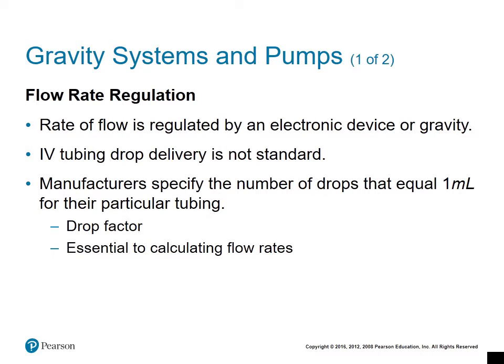An IV tubing drop delivery is not standard, so depending on the design of the tube that you're using, the drop delivery could be different from one tube to the next, so you always want to check the labels. Manufacturers specify the number of drops that equal 1 milliliter for their particular tubing, so they'll have a drop factor listed. You need to pay attention to this to calculate the flow rate. Just for example, if you have one tube versus another tube, the drop factor might be 10 drops to give you a milliliter, and another tube would be 60 drops to give you 1 milliliter.